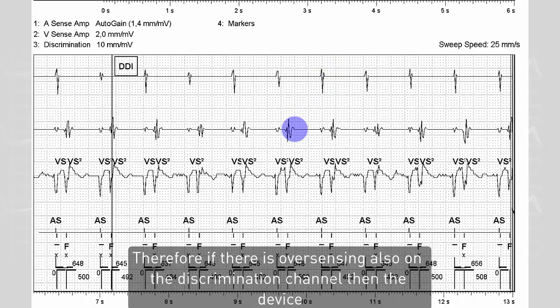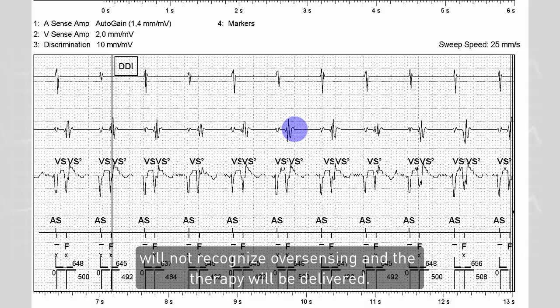Therefore, if there is oversensing also on the discrimination channel, then the device will not recognize oversensing and the therapy will be delivered.